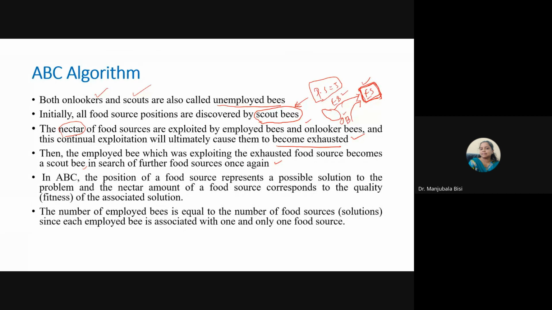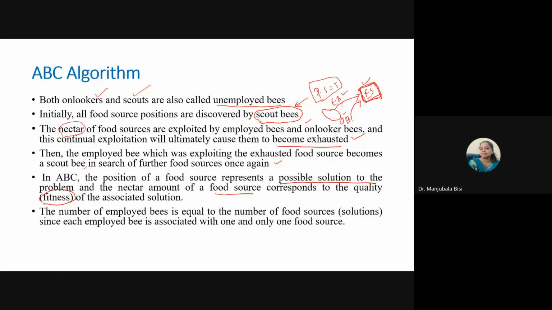So in the ABC, the artificial bee colony optimization algorithm, the position of the food source represents a possible solution of the problem, as I told, and the nectar amount of the food source represents the quality of that solution. How are you determining the quality of the solution? That is the fitness value of that solution. We have the objective function, and from that objective function we calculate the fitness value of the associated solution.